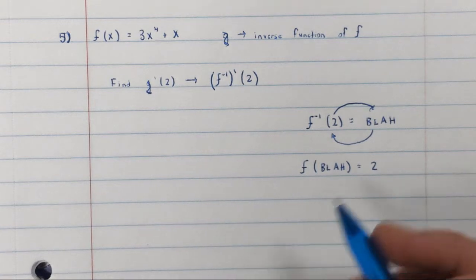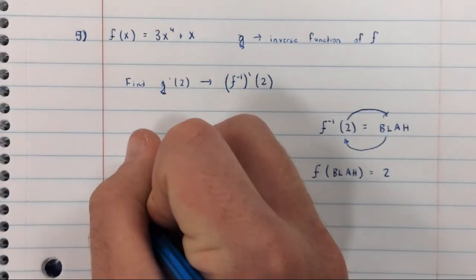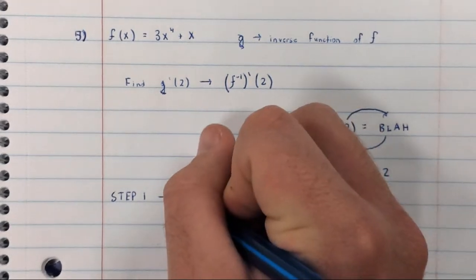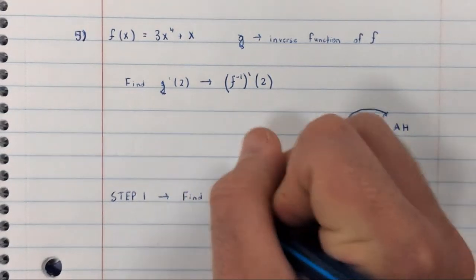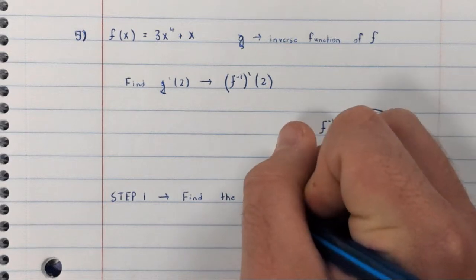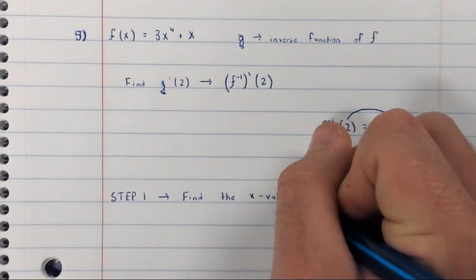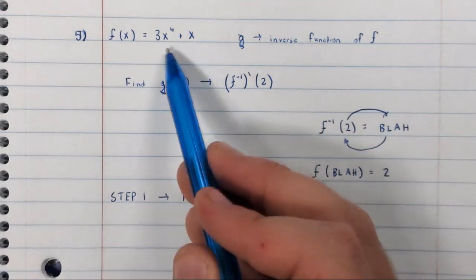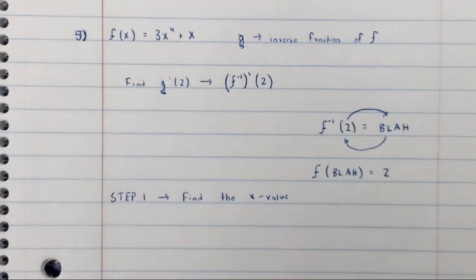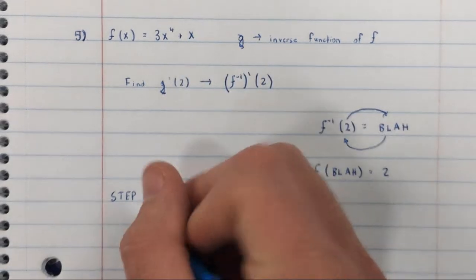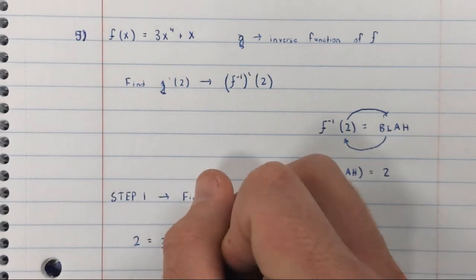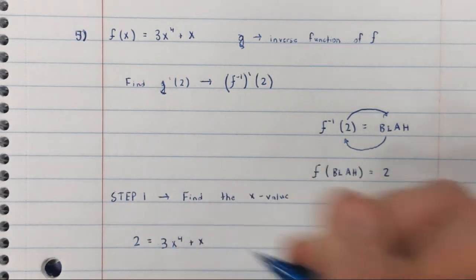So to start off, step 1, find the x value. All right, I need to find the x value. So I'm going to set this equation equal to 2 to find my x value where this makes the function 2. So I have 2 is equal to 3x to the fourth plus x.